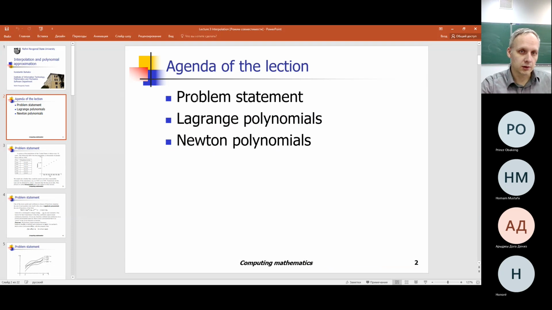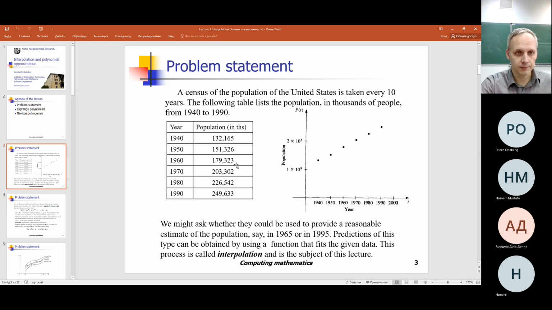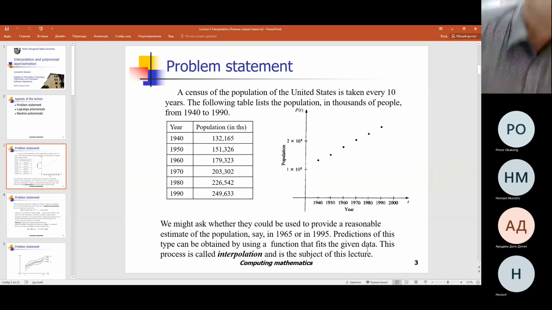Here we see the agenda of the lecture, problem statement, and we consider two types of interpolating polynomial: Lagrange polynomial and Interpolation. The problem statement is presented here on this slide.